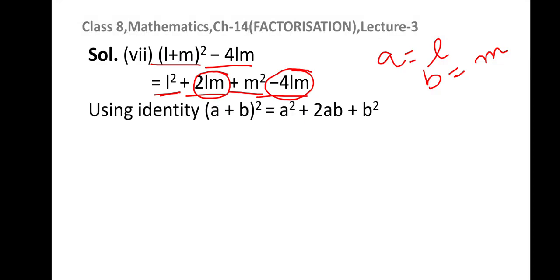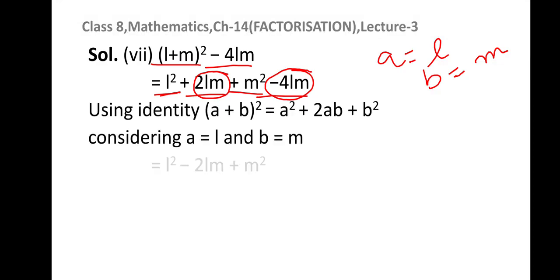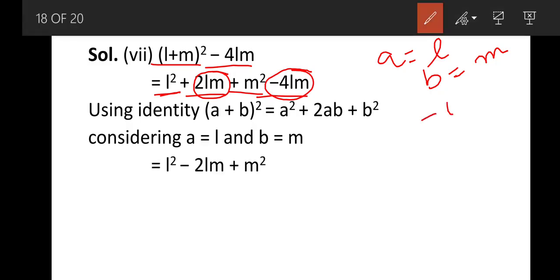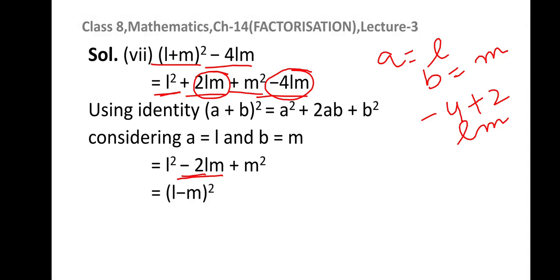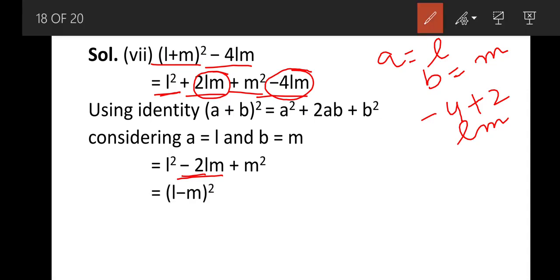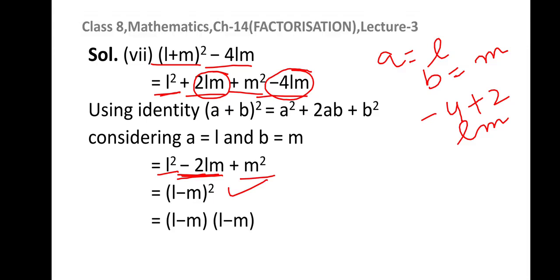So using the identity number 1, I have written the identity considering a as L and b as M, as I have explained. So I have solved now these two terms. Minus 4 plus 2 will give you minus 2. Lm will remain with both the terms. So these two are like terms, so we have written minus 2 Lm. So now this is a square, this is a square. Now minus sign is there in between. Can I write like this? It is a minus b whole square now. So it will be written further 2 times.